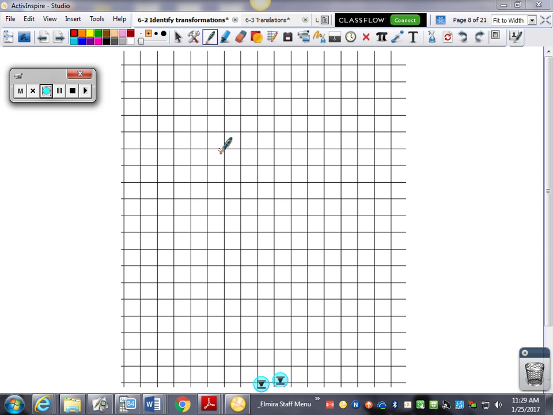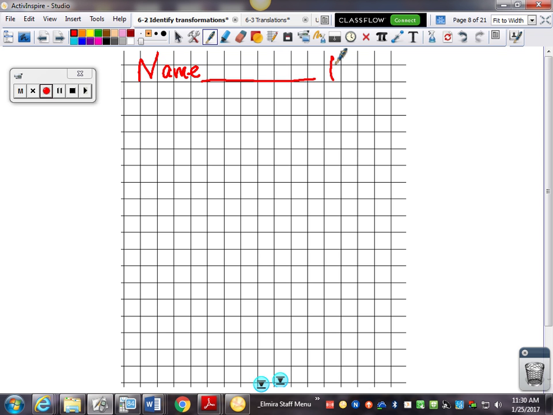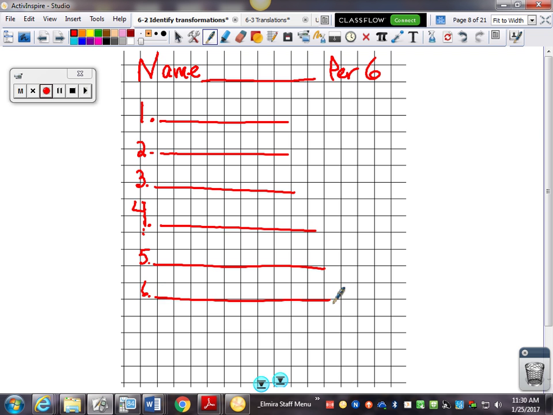Okay. Whoever's covering for me, please hand out the half sheet of graph paper, and everybody put your name and period 6 at the top. Then I want you to number 1, 2, 3, 4, 5, 6, 7, 8, and 9. Okay, so number 1 to 9.